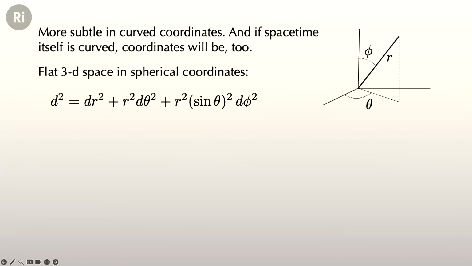So you have x, y, z, but you could also just say, what is the distance to the point? What is the angle from some line of longitude? Or what is the angle from the North Pole? That gives you spherical coordinates, which are very useful when you have spherical symmetry. And here is the formula for the distance of a little infinitesimal line in terms of r, the distance, theta and phi, those two angles.